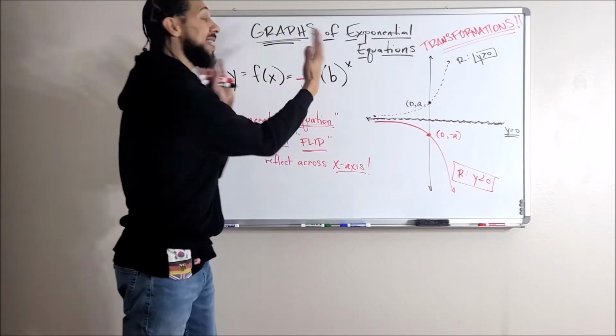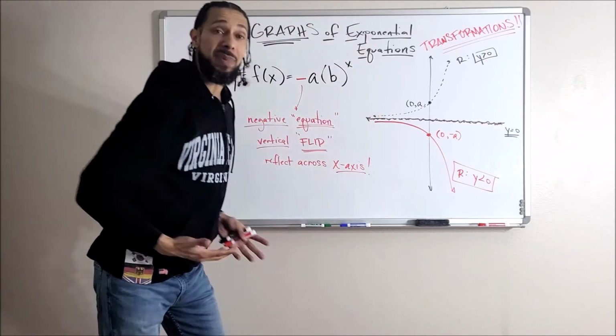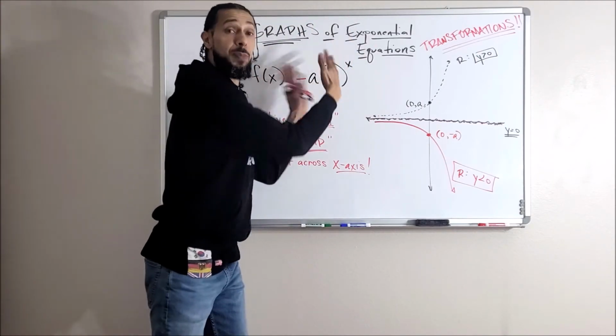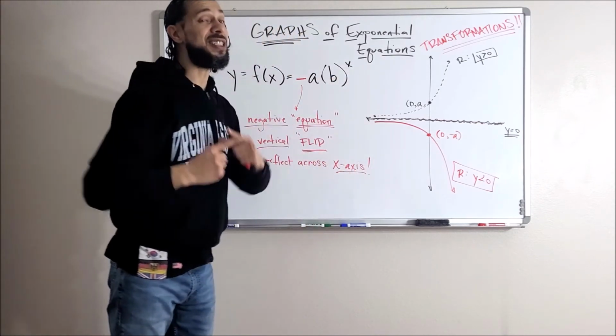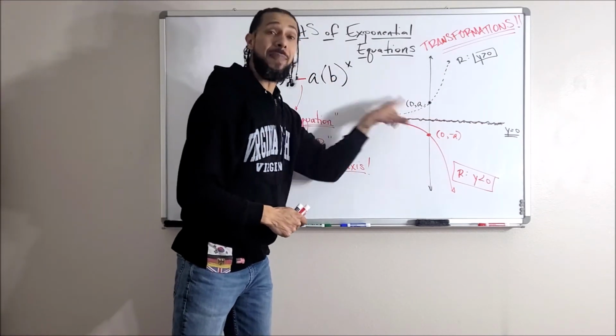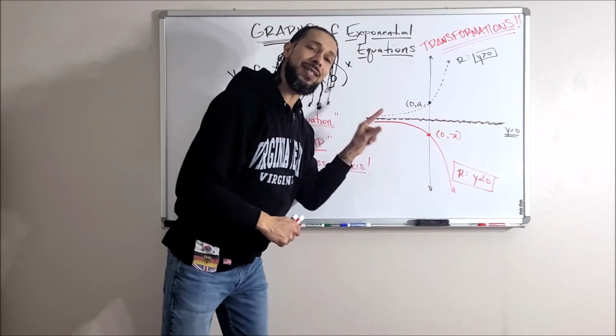So now all of these changes can be made one at a time. They could be made multiple changes. You could have a negative here and a vertical shift. I highly suggest starting with your basic, making your changes one at a time.